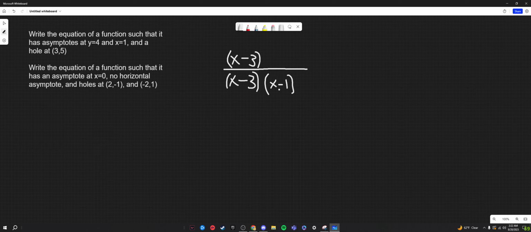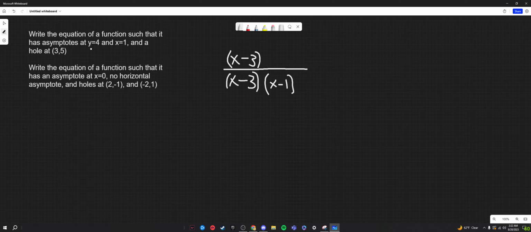It's the asymptote. Now the problem is that we need to make the hole not just at x equals 3 and any y coordinate, but at (3, 5). And we also need a horizontal asymptote at y equals 4. So how do we do that?